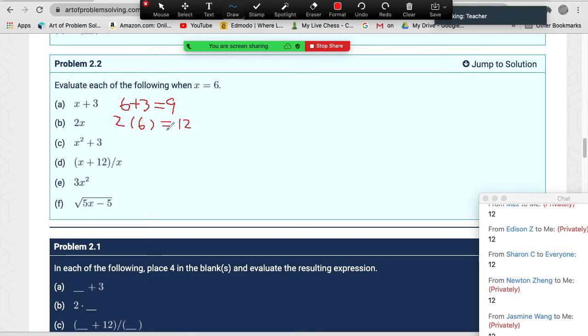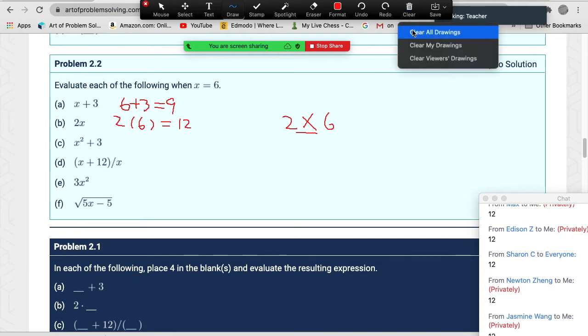Okay, so now see, I write this one like 2, then parentheses 6. That means this is 2 times 6. In algebra, if you write a multiplication sign, a lot of times it will be confused with x, because we use x a lot of times in algebra. So we don't want to write this multiplication sign. We just use parentheses to separate the 2 and 6. That means 2 times 6. Okay, you can also do it this way.